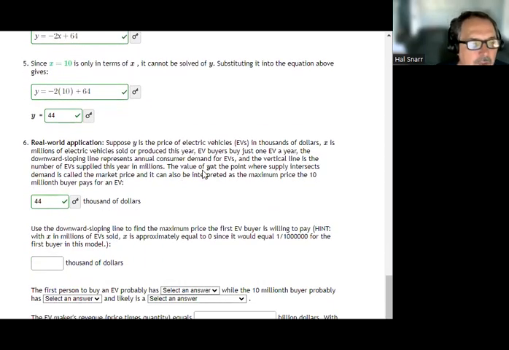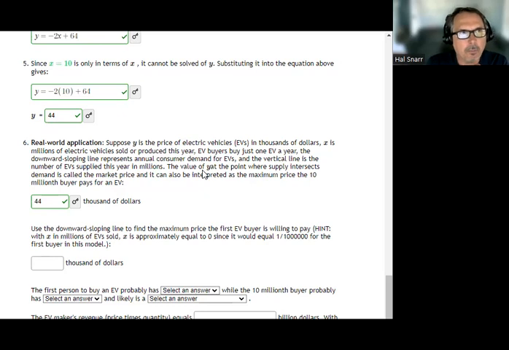Now, use the downward sloping line to find the maximum price the first EV buyer is willing to pay. Now, all this is just kind of graphical stuff. We're kind of done doing math, right? So now we're interpreting the model with these assumptions. We're going to use the downward sloping line to find the maximum price the first EV buyer is willing to pay.